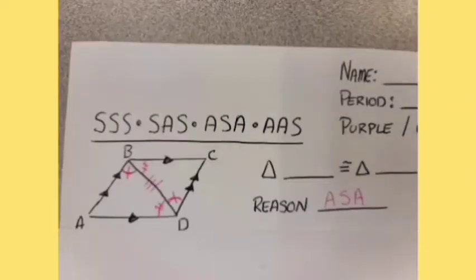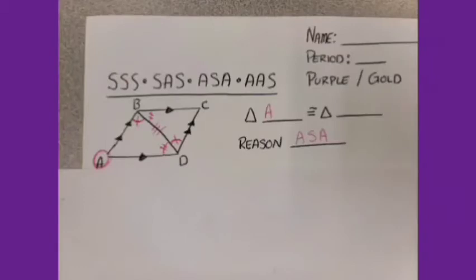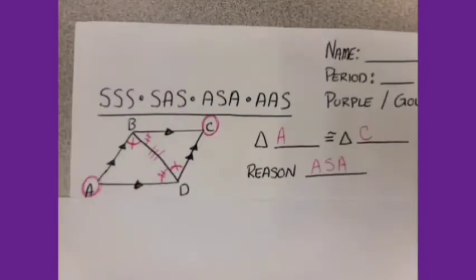So now we have an angle, a side, and another angle that are congruent to an angle, side, and another angle. So that is our reason that these are congruent triangles. To name the triangle, I can pick any point on the triangle. I picked A because, first letter of the alphabet. And if I pick A on one side, I'm going to have to pick C on the other.